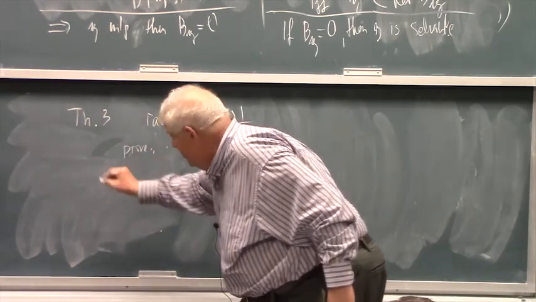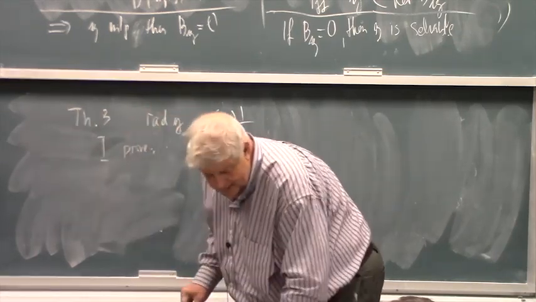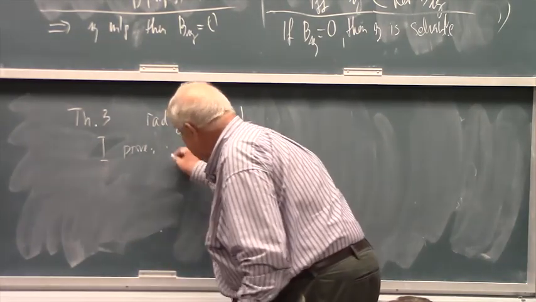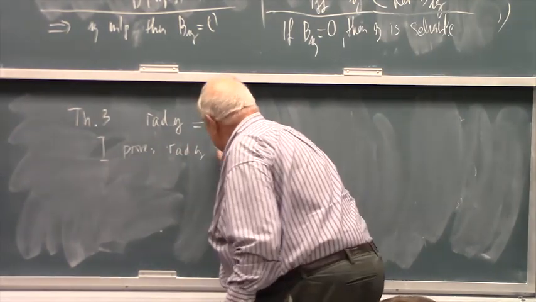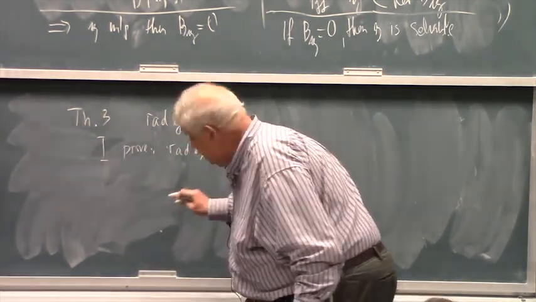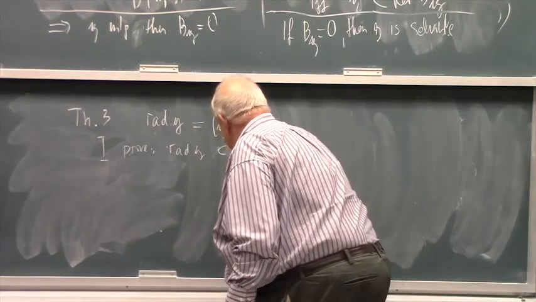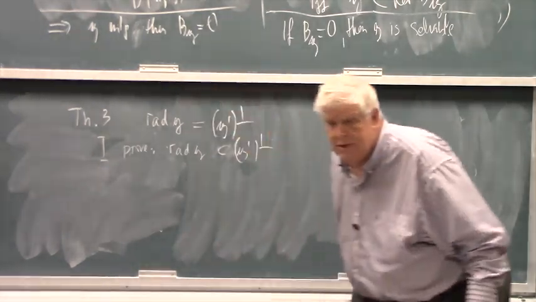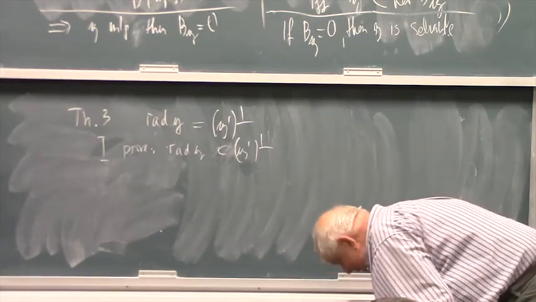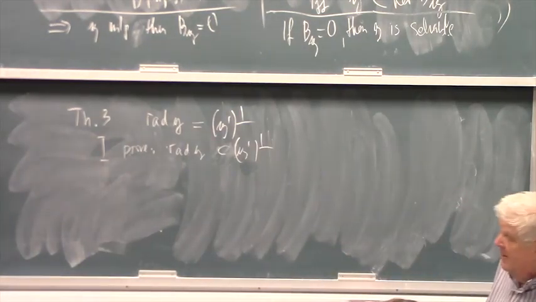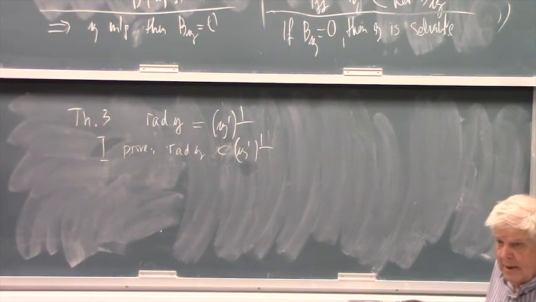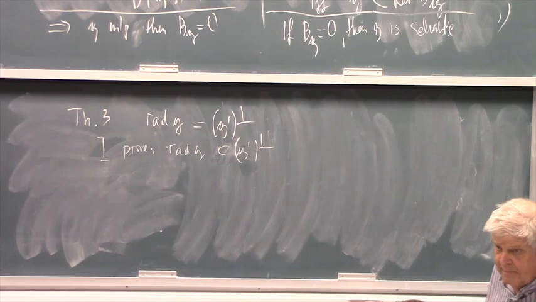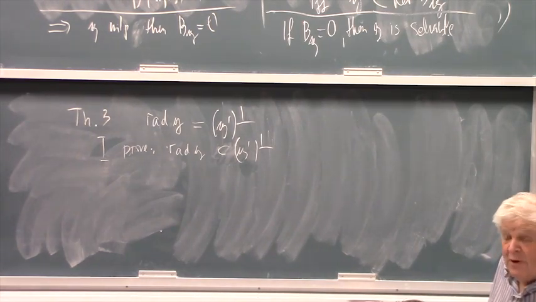I prove that the radical is contained in G prime orthogonal. The inclusion is the opposite direction, listed here as an exercise in my notes. And I promise that I will never use it. So this is a known fact. And then theorem 4.